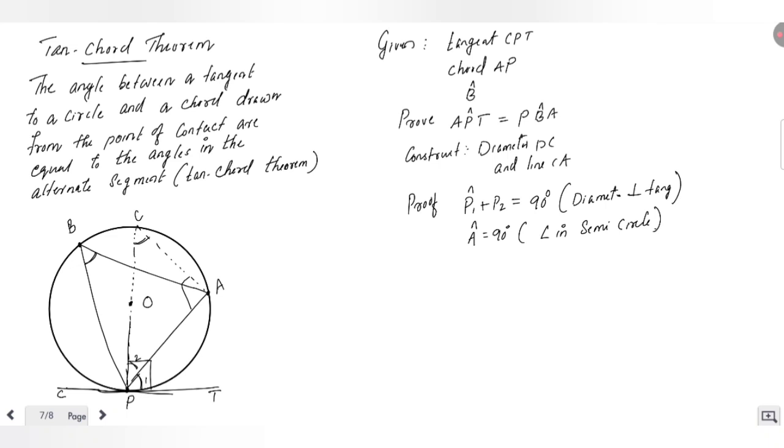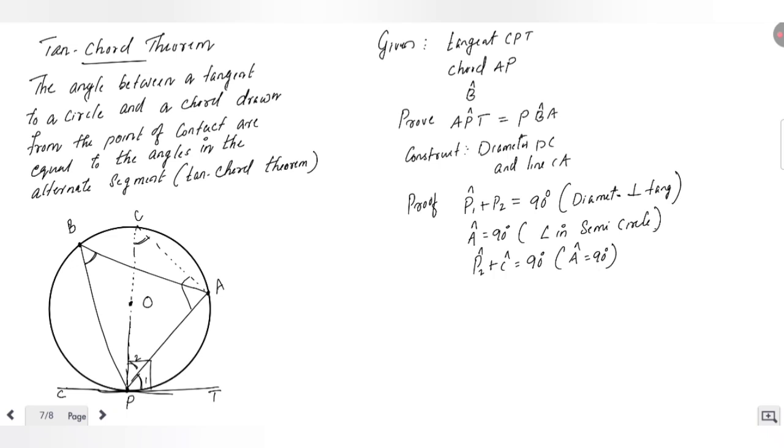You know that the sum of the angles in a triangle is always 180 degrees, where one of them is 90 degrees already, that is angle A is 90 degrees, which means P2 plus angle C is equal to 90 degrees, isn't it? Because angle A is equal to 90 degrees, and the sum of the angles in a triangle is equal to 180 degrees.